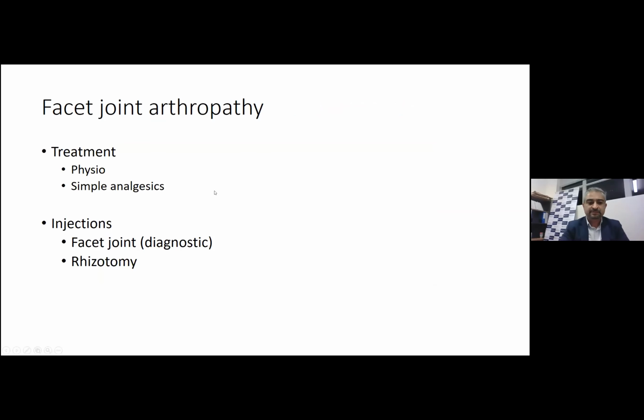Treatment of that is physio. They need to keep moving. They need to keep those facet joints active. I don't know if it is right, but I tell them that a facet joint is like a door hinge. They get squeaky and you need to keep them moving. Some of them like my example, but some of them don't, but that's what I tell them. Simple analgesics are helpful, and facet joint injection mainly for diagnosis, and also rhizotomy for giving them long-term pain relief.